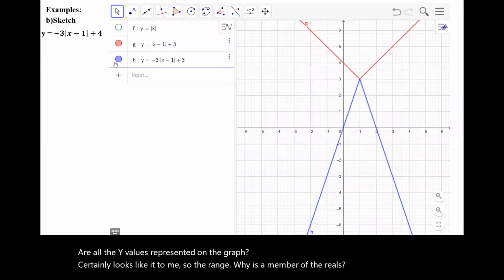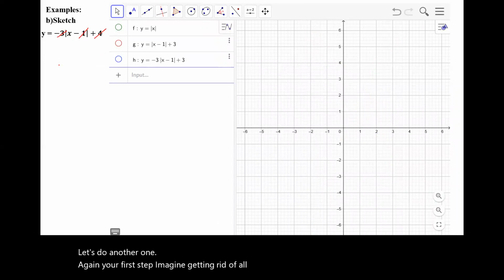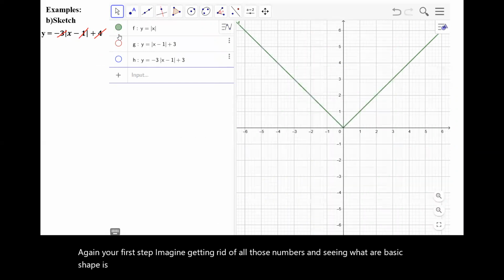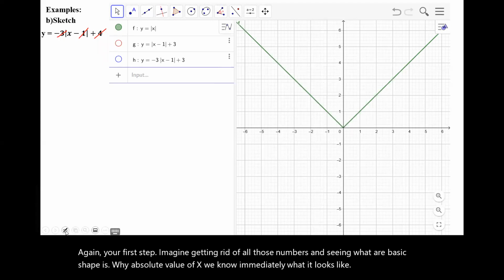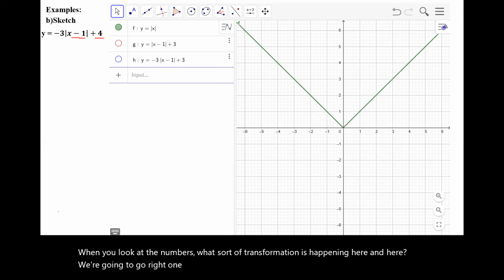Let's do another one. Again, your first step, imagine getting rid of all those numbers and seeing what our basic shape is. Y equals the absolute value of x, we know immediately what it looks like. Then we'll start looking at the numbers. When you look at the numbers, what sort of transformation is happening here and here? We're going to go right 1 and up 4. So that's when we look at that key point at 0, 0, and we move it right 1 and up 4.